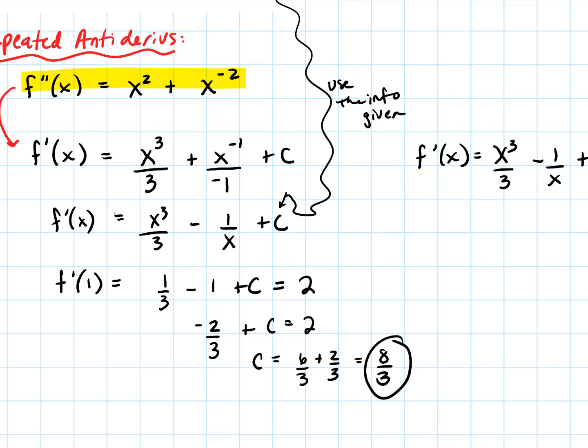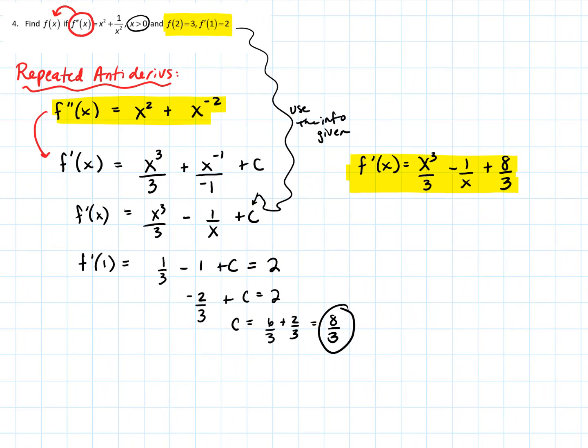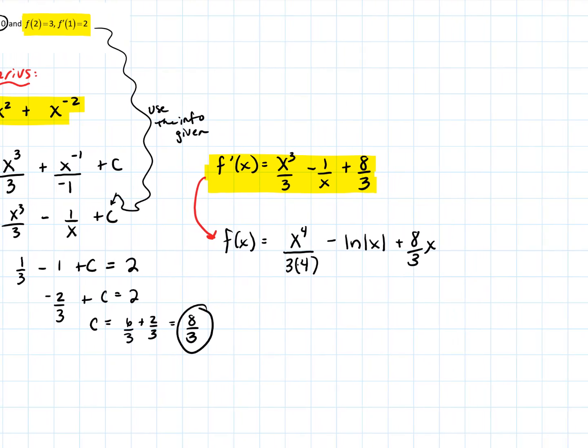So we started with the second derivative with a little bit of information and antiderivatives. We have found the first derivative, and now we have to go one more step, find another antiderivative, find f of x. So f of x is going to become x to the 4th over 3 times 4, because we're going to divide by 4 as well. So it'll become 12 on the bottom there. Now notice that this 1 over x, that is the one special case, that's x to the negative 1. That becomes a natural log of the absolute value of x. And then, of course, a constant, 8/3, is going to become 8/3 times x.